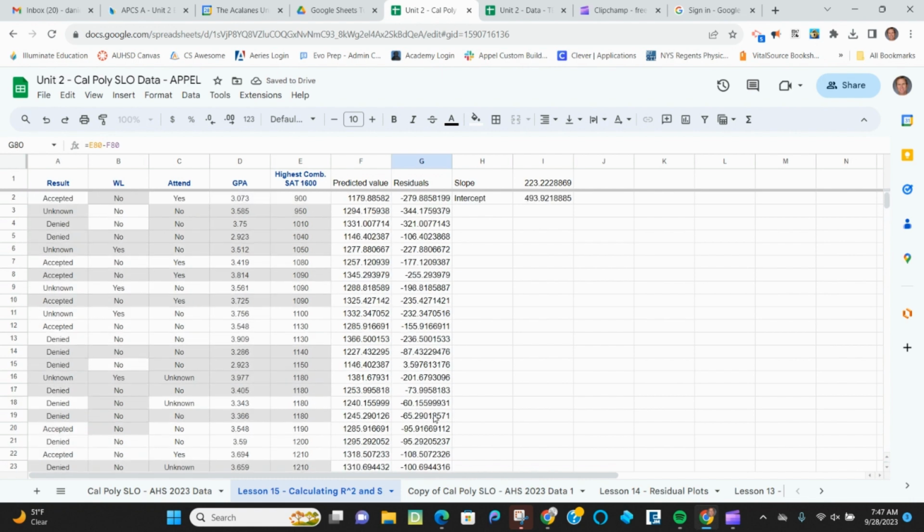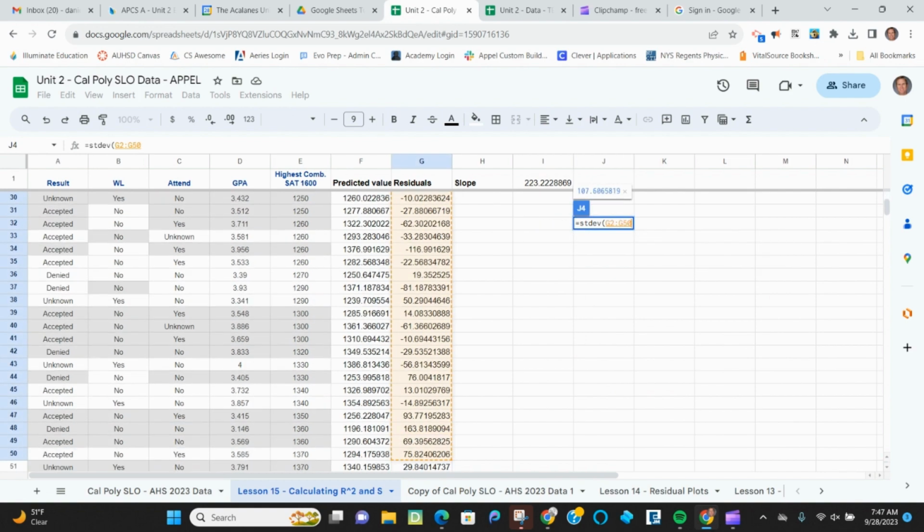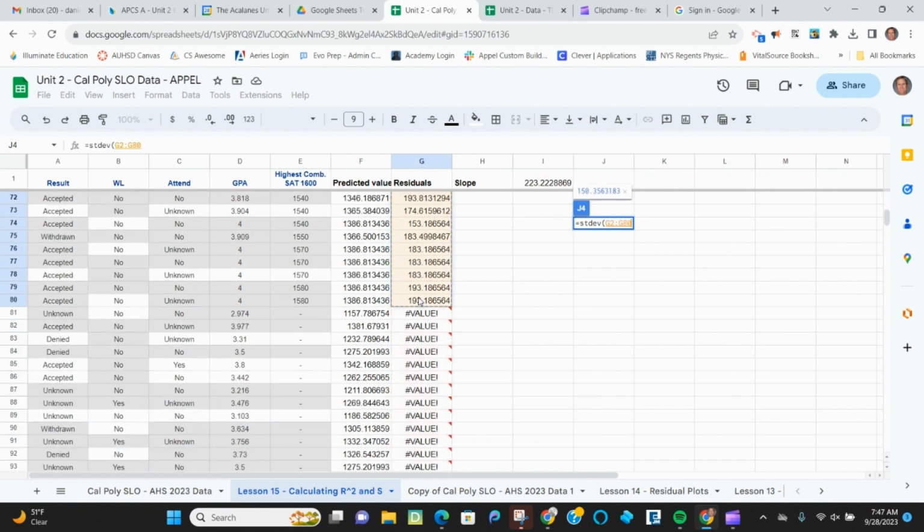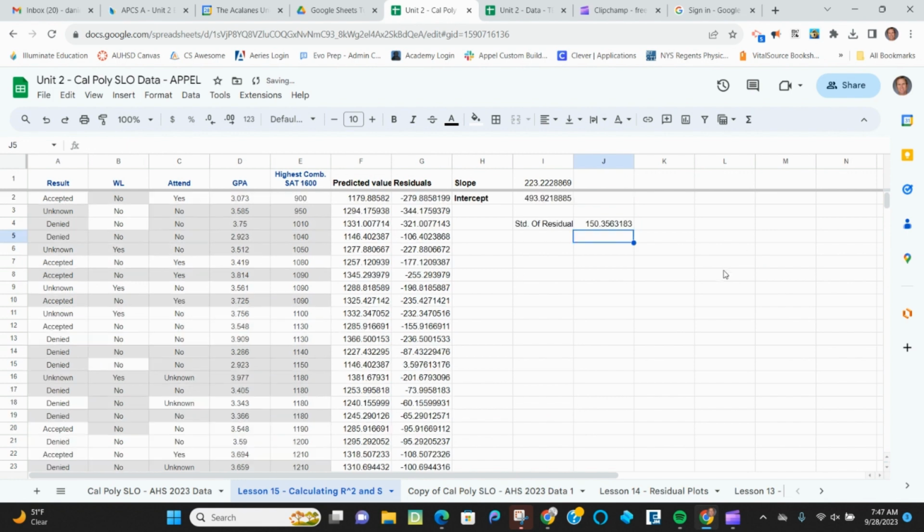So what we want to do now is figure out what our S value is. So standard deviation of residuals, right, equals STDEV. And then I want my residuals here. Right, and so that's my standard deviation of residuals. That's my s.